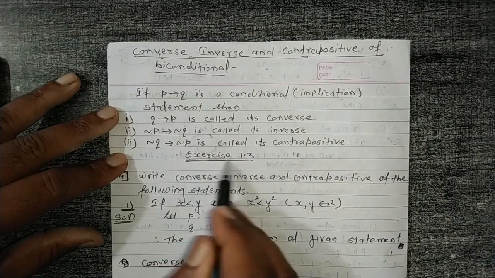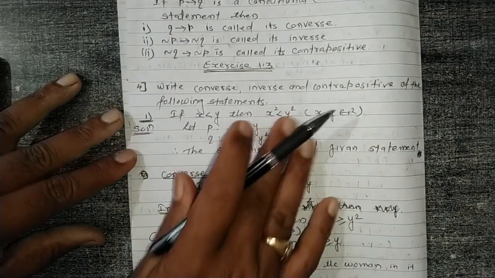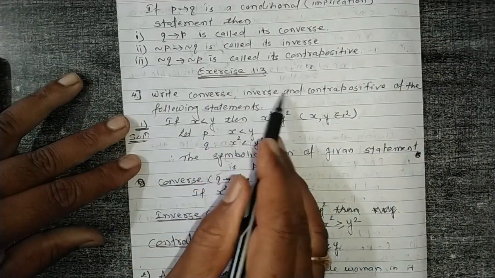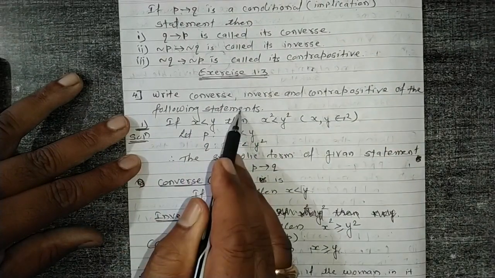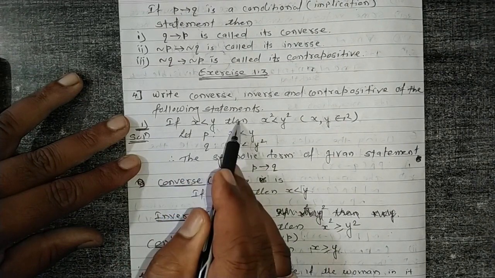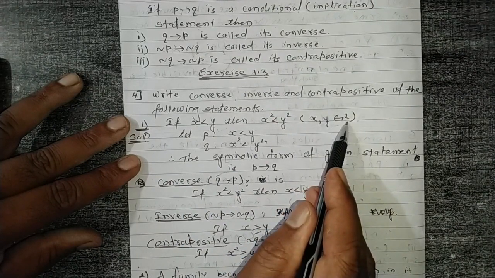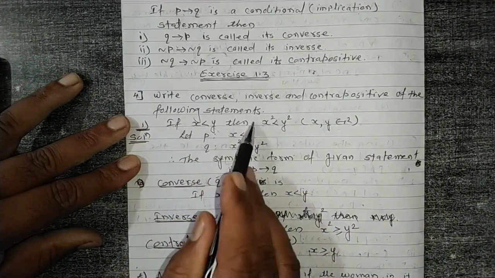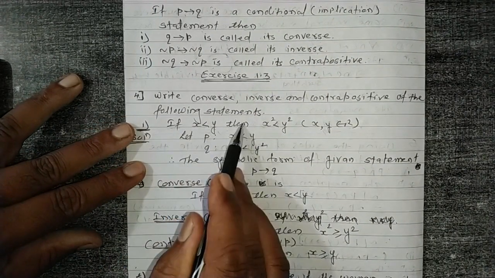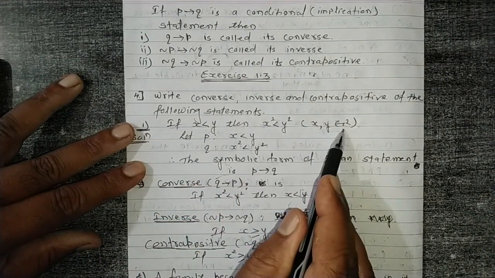Now examples from exercise 1.3. Fourth example: write the converse, inverse and contrapositive of the following statements. The first statement is, if x less than y, then x square less than y square, both x and y belong to R. The given statement is a conditional statement, that is if-then. If x less than y, then x square less than y square, both x and y belong to R.